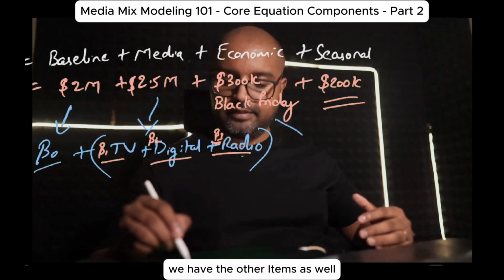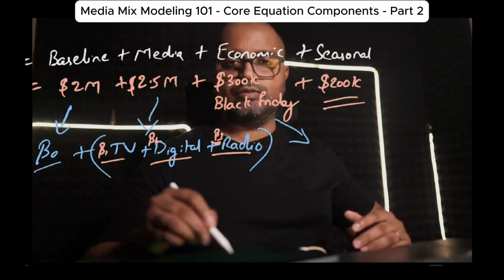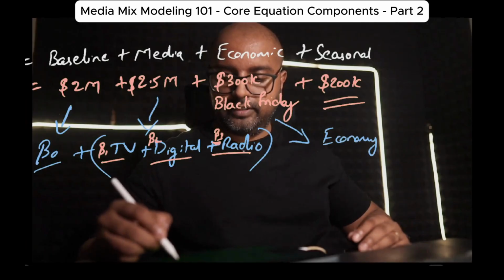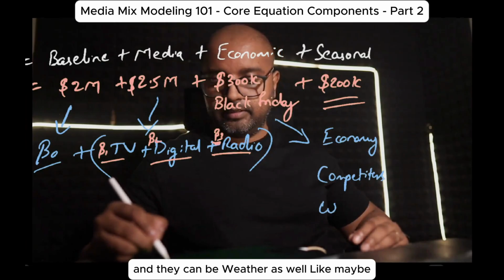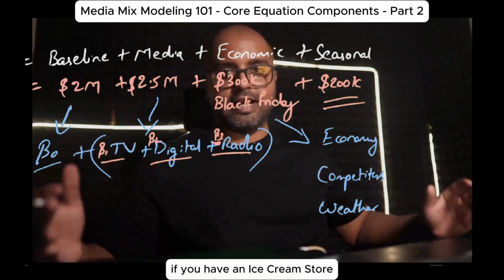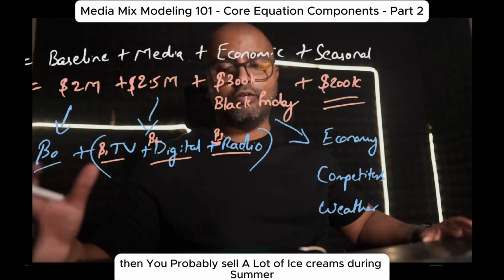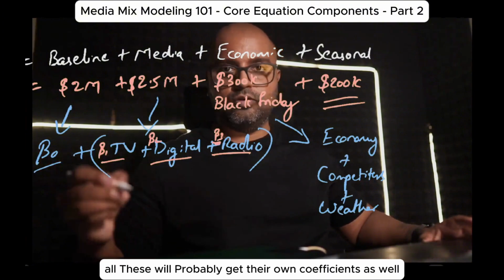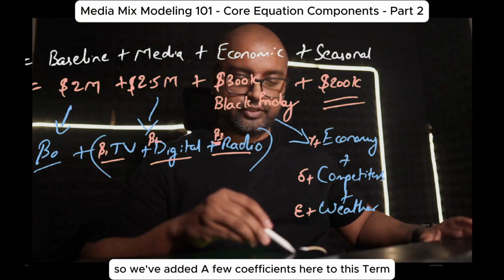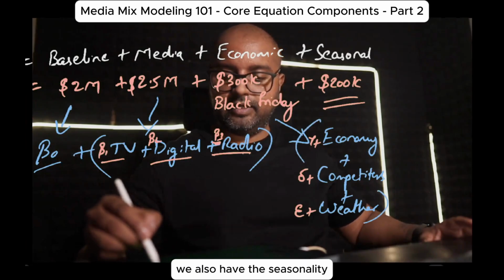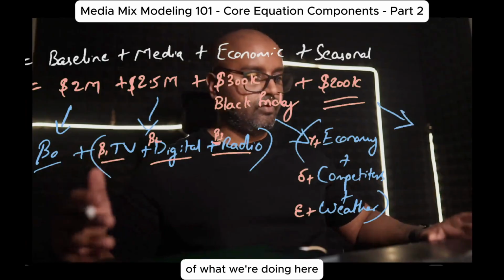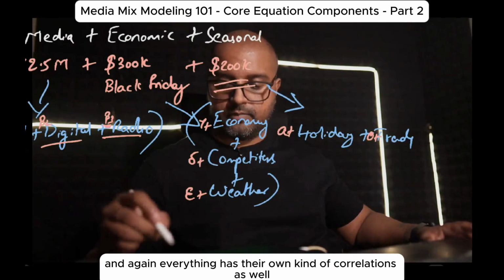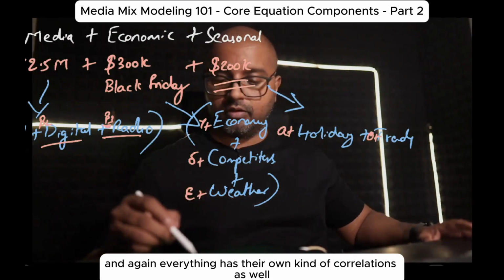Next, we can have the other terms as well. So instead of economic activities, you can also call it external factors, and you can club everything together. So we have the economy, there's of course the competitors, and there can be weather as well. Like maybe if you have an ice cream store, then you probably sell a lot of ice creams during summer. So you have all these terms now. And again, all these will probably get their own coefficients as well. So we've added a few coefficients here to this term. And then finally, we also have the seasonality. So you get the idea of what we're doing here. So under seasonality, we can have things like holiday and trends. And again, everything has their own kind of coefficients as well.